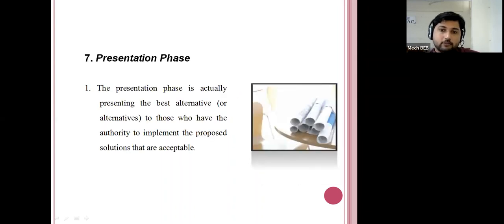Then the seventh stage is nothing but a presentation. Whatever ideas are documented, those ideas are presented in front of management or suitable authorities, so that they will be accepted by the authorities. So the presentation phase is presenting the best alternative or alternatives to those who have the authority to implement the proposed solution that are accepted.